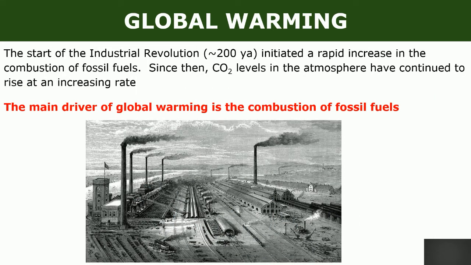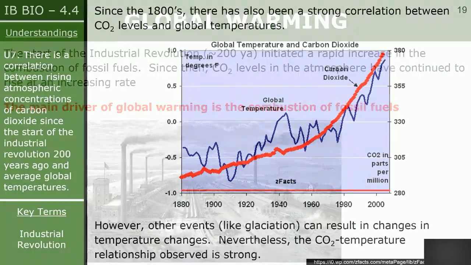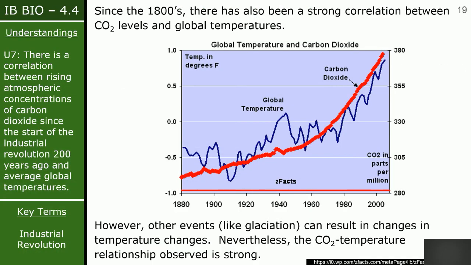And so that's 400,000 years ago. It's not really related to what's going on now, because now the main driver of global warming is the combustion of fossil fuels. So 200 years ago, we started with the factories, we started building cars, we started burning coal for our heat, which is putting tremendous amounts of CO2 into the air.